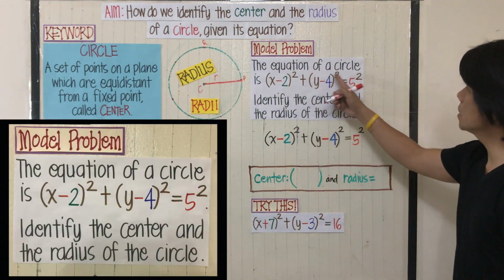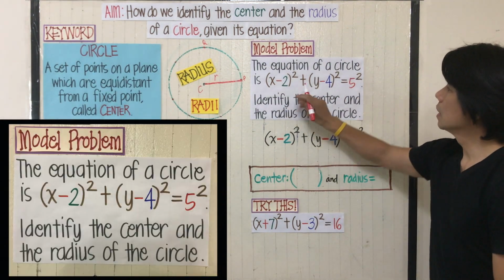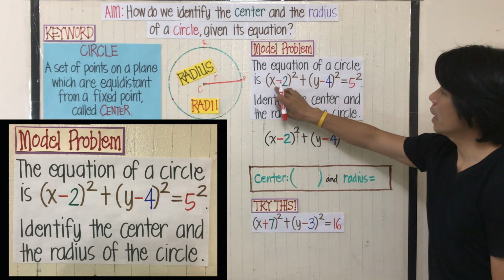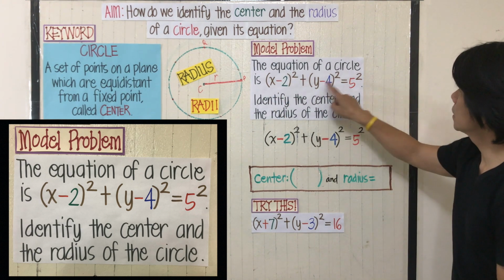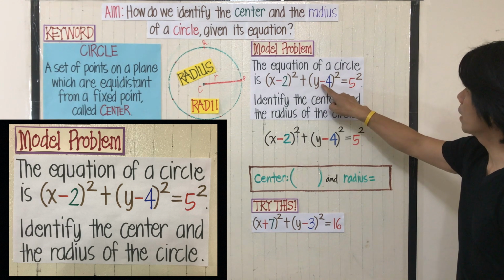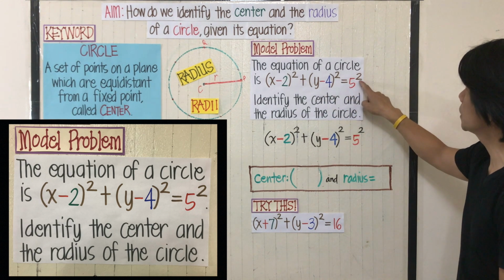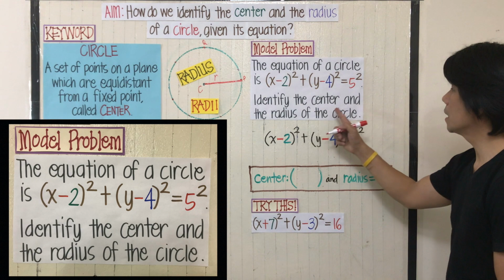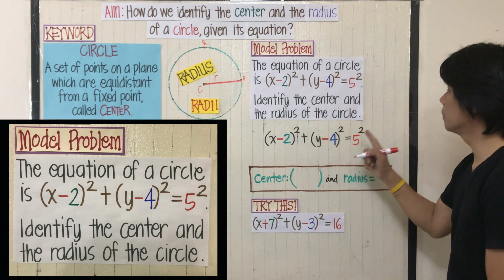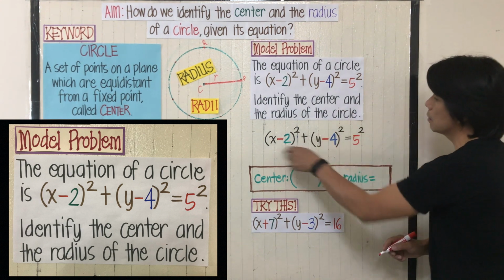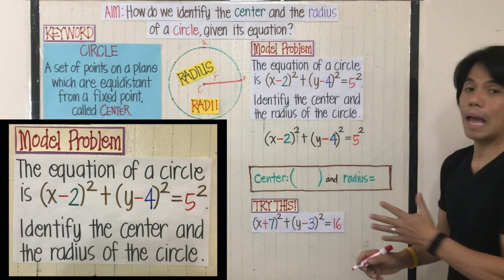It says the equation of a circle is the square of the binomial x minus 2 plus the square of the binomial y minus 4 equals 5 squared. Identify the center and the radius of the circle. Now, I rewrote the problem here so that we can annotate.